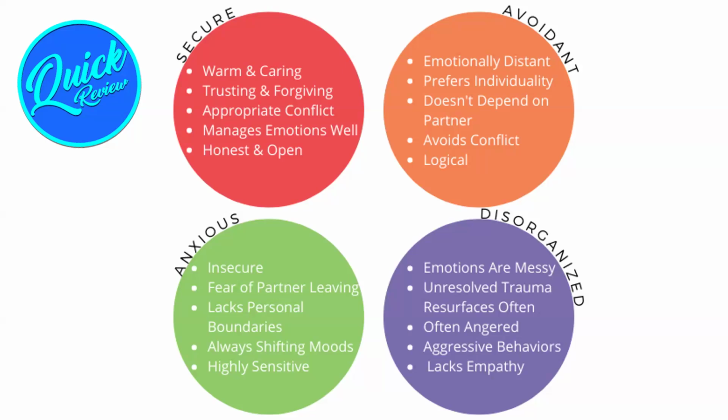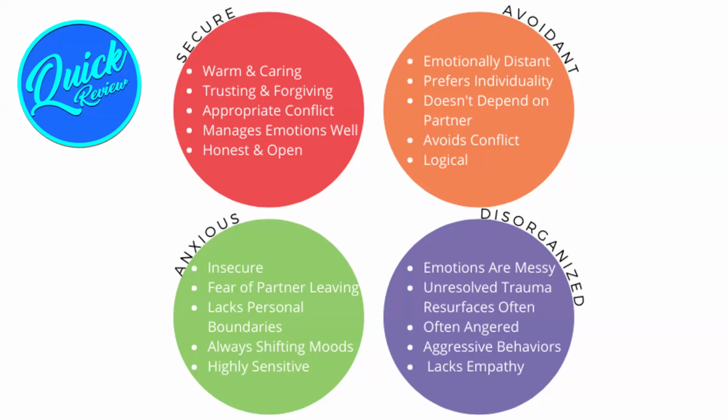Then we have the last, that is disorganized insecure attachment. They are emotionally messy people. They have so much unresolved trauma in them. They are very angry, show aggressive behavior, and they lack empathy. They are disorganized, like very messy.